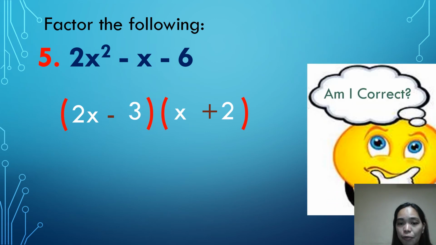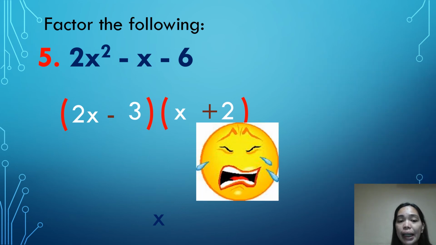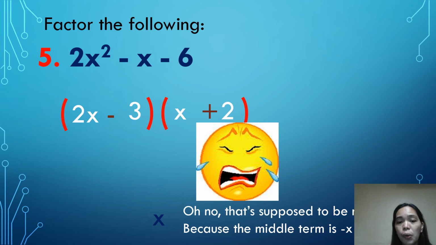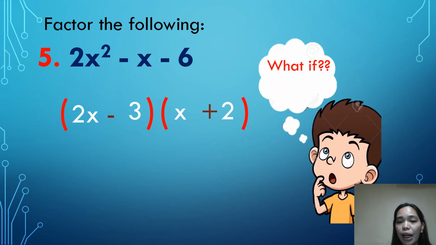Let us check if we are correct on our first trial. The inner term is negative 3x. The outer term is positive 4x. The sum of negative 3x and positive 4x is x. Oh, the middle term is negative x. So our first trial is wrong. Again, we have to try again. What if we interchange 3 and 2?